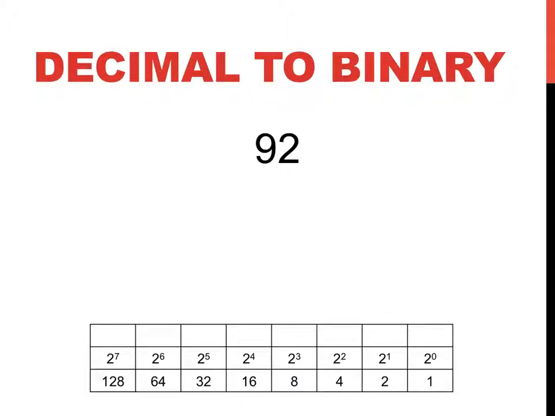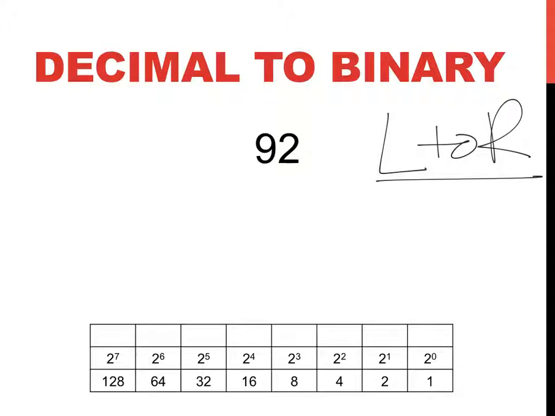It's real simple. First thing I do is I draw up my table. I work from left to right. Okay, left to right. I start on the left. I have the number 92. I don't have to write 128 underneath 2 to the power of 7 if I know what 2 to the power of 7 is off by heart. I don't. I make mistakes, so I like to put it down.